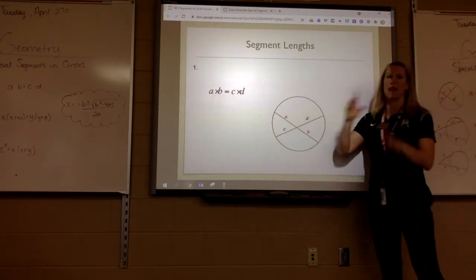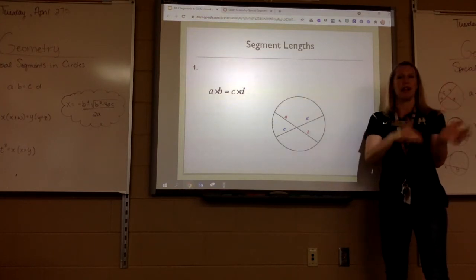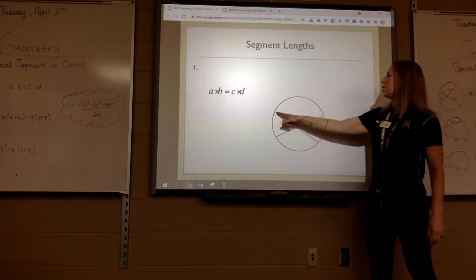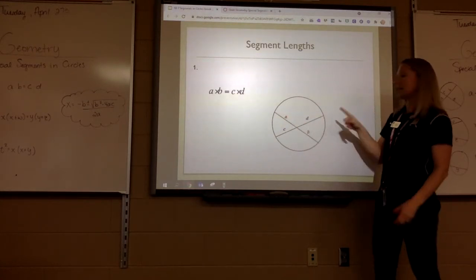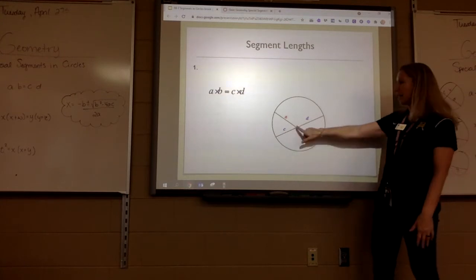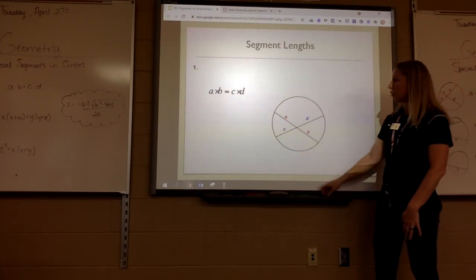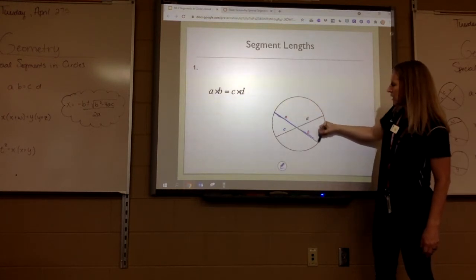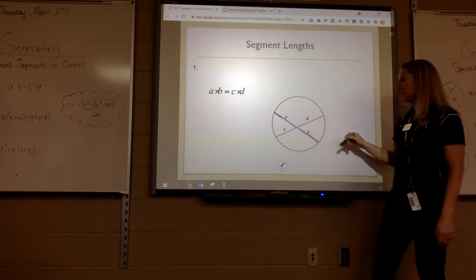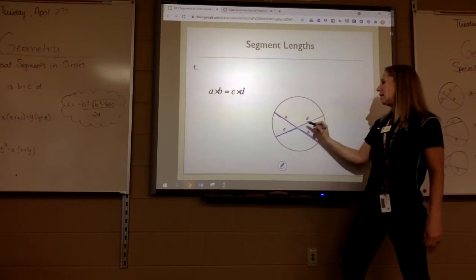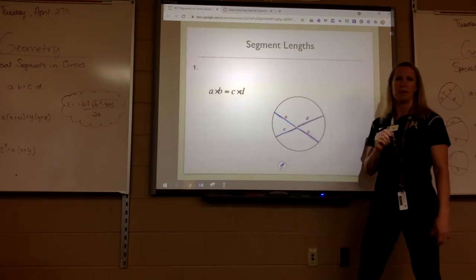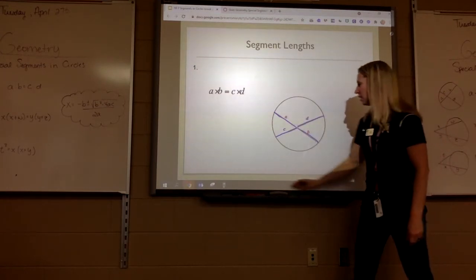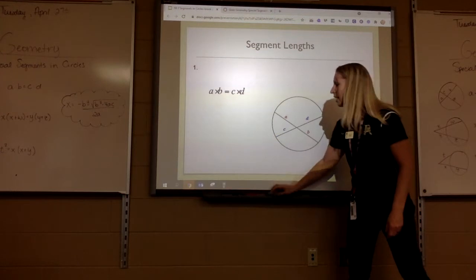Okay, so the first type of problem is going to be problems like this. These are segments, not angles. Yesterday we looked at angles. Today we're looking at segment lengths. Inside a circle, if you have two chords that intersect, and they do not have to intersect in the center, all you do is multiply each piece. So A times B, you have to stay along the same chord. A times B will always equal C times D. So that's the first formula, if you have chords inside the circle.